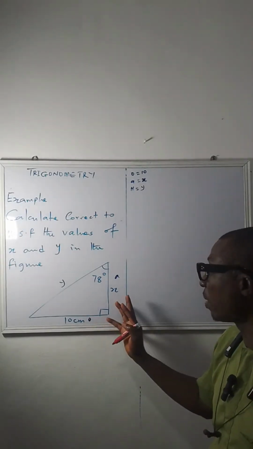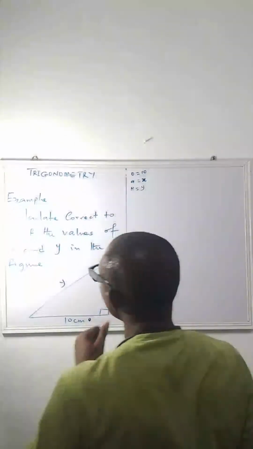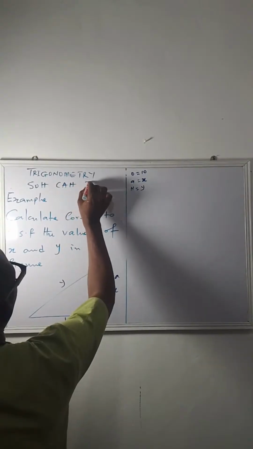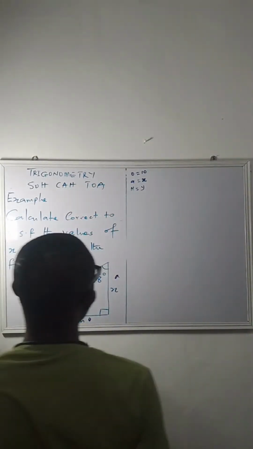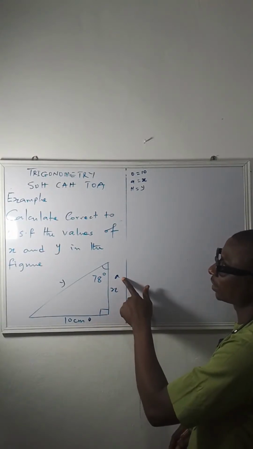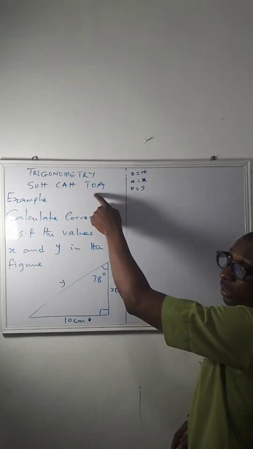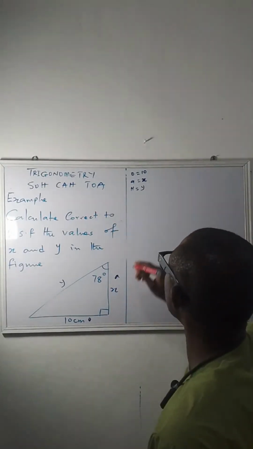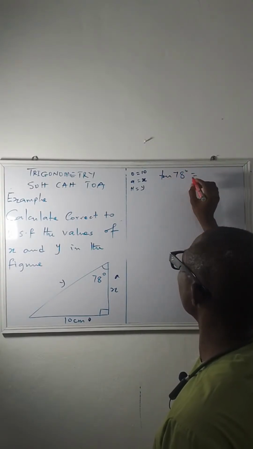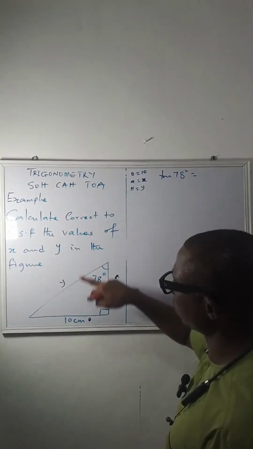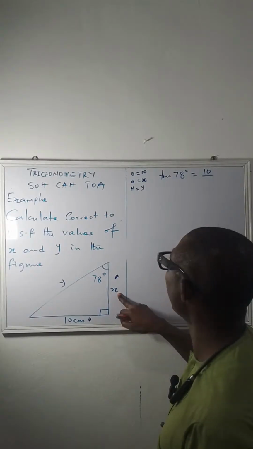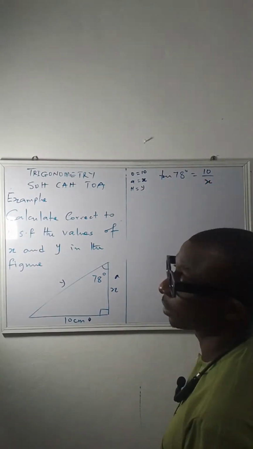So which trig function are we going to use here? So we have your SOHCAHTOA, right? We have opposite and adjacent. So which one are we considering? We'll be considering this, right? So we have tan 78 degrees equals opposite, which is 10, over adjacent. What is adjacent? X. X is adjacent.